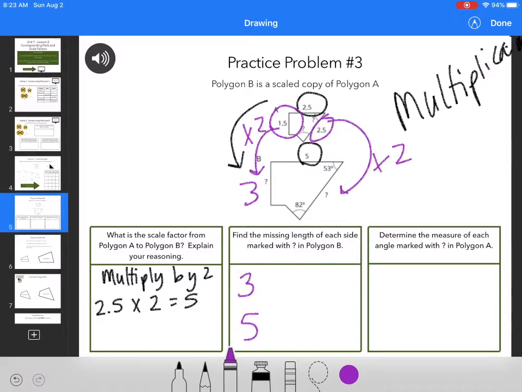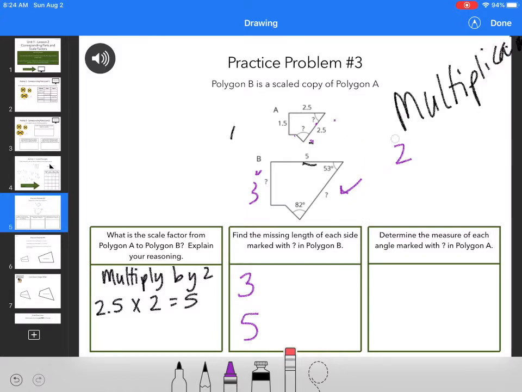Then it says, determine the measure of each angle marked with a question mark. Now this is where it gets interesting, because remember the angles in a scaled copy didn't change? So the angles were exactly the same. They didn't double, they didn't do anything, they stayed exactly the same. So if this angle is 53, then this angle is also 53 degrees.